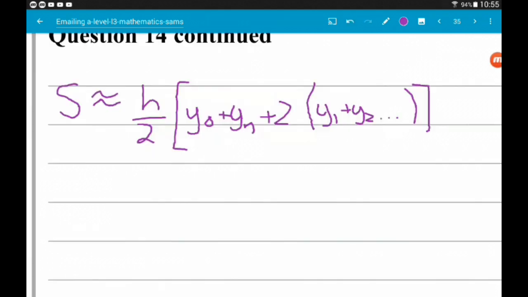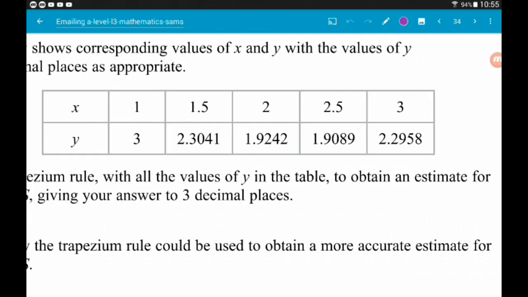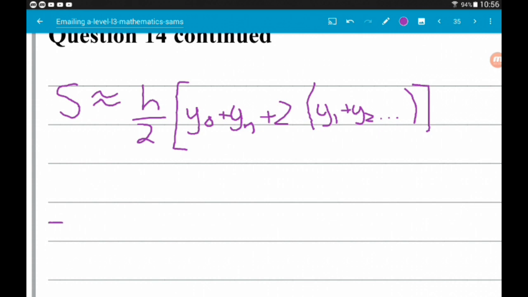Okay, trapezium rule then. So our trapezium rule looks like this: h over 2, where h is the width of the strip, times y0 plus yn plus 2 lots of y1 plus y2 plus y3 all the way up to yn minus 1. So let's plonk our values in. So h is 0.5 here, so we've got 0.5 over 2, which is 0.25.